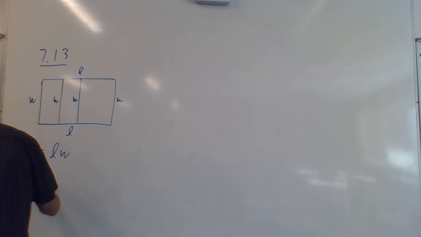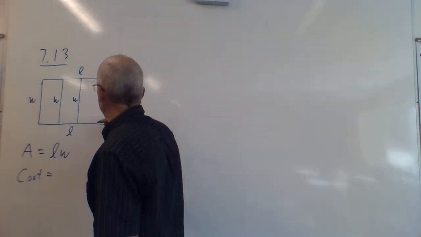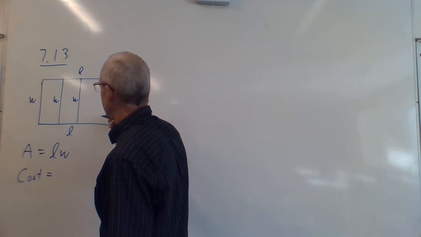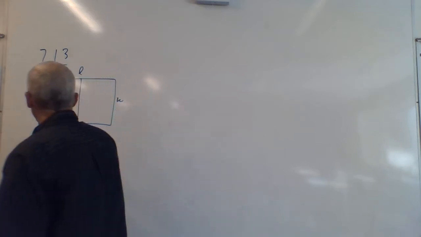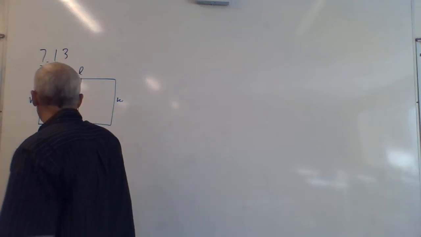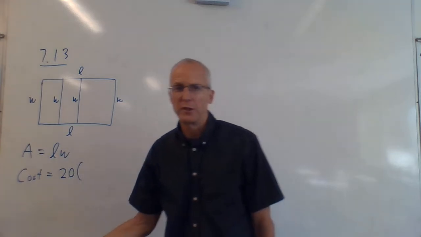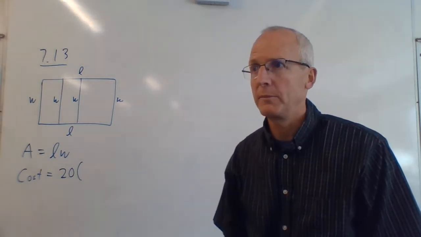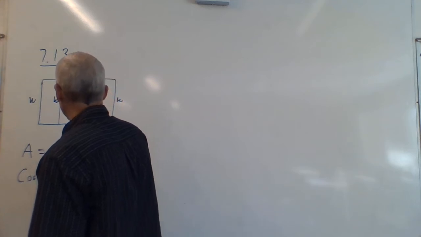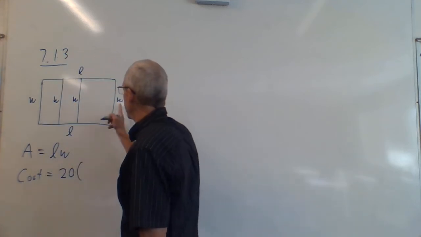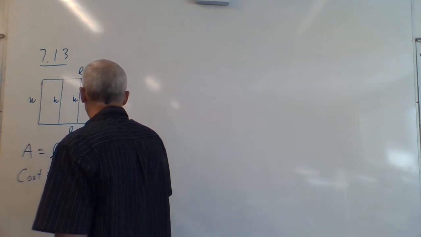The cost is, let's see, the outside costs $20 per meter. So that's $20 per meter times the number of meters. Again, this is where units really help. $20 per meter times the number of meters. The number of meters for the outside is a W, an L, and an L. So 2W plus 2L.